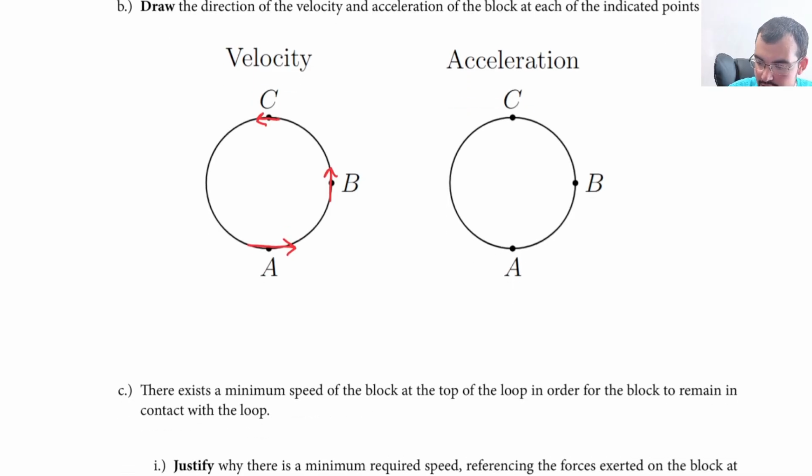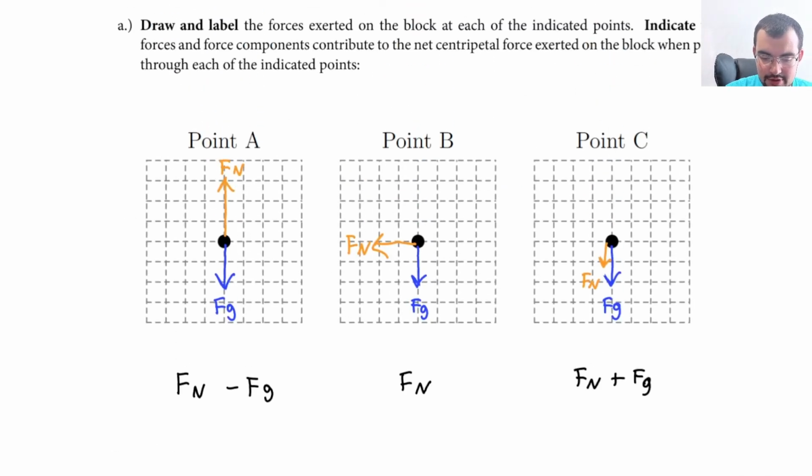And then the acceleration. The acceleration is definitely easiest at points A and C, because we know we're accelerating up at point A, and down at point C. And then for point B, just use the fact that we drew forces. So point A, net force was up, so acceleration was up. Point C, net force was down, so acceleration is down.